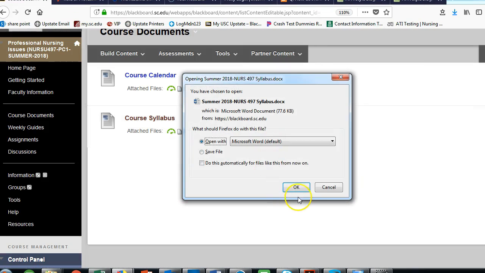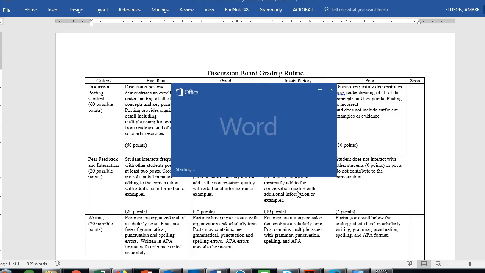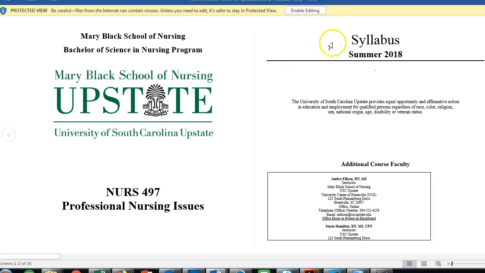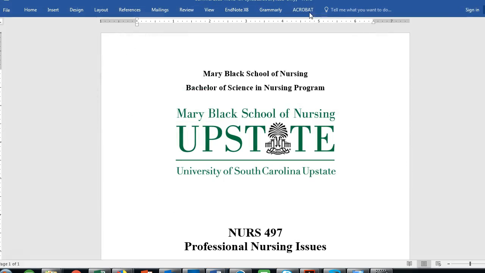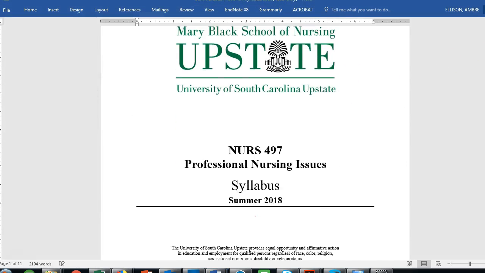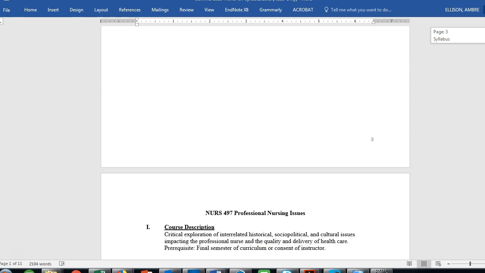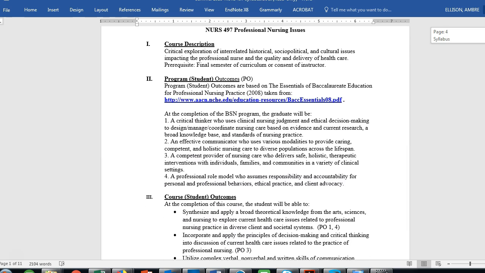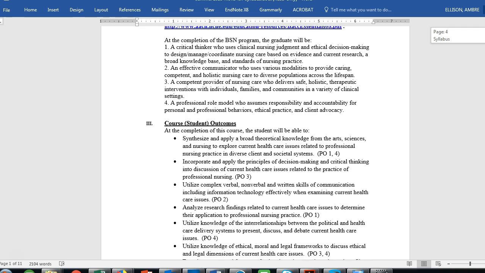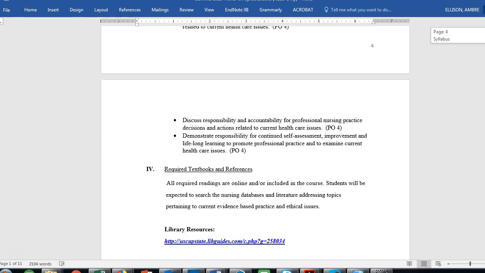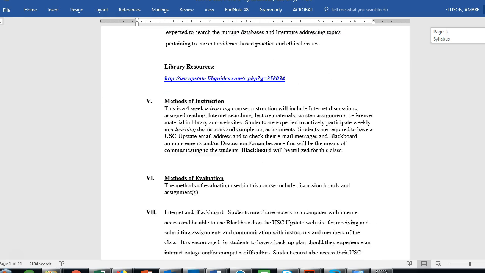The syllabus, again, I'm not going to go over the entire syllabus, but I will go over some things that are important in the syllabus. All of the student outcomes should be the same in every class that you've taken.